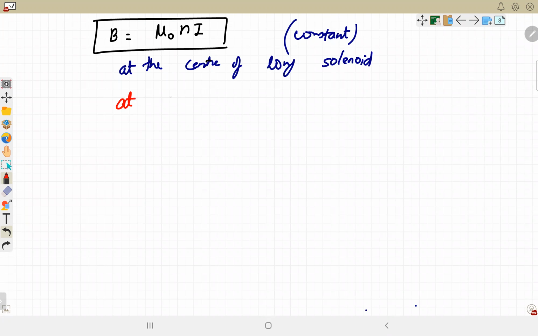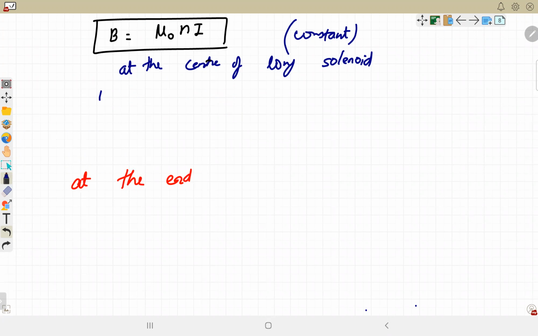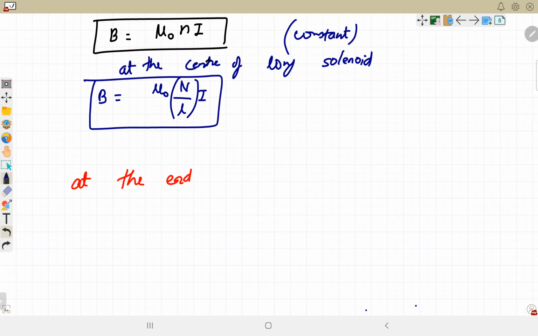So when we go towards the end, इसको small n को क्या लिख सकते हैं हम? Capital N by L, then it will be mu naught capital N by L times I. Capital N is the total number of turns, L is the length of solenoid.